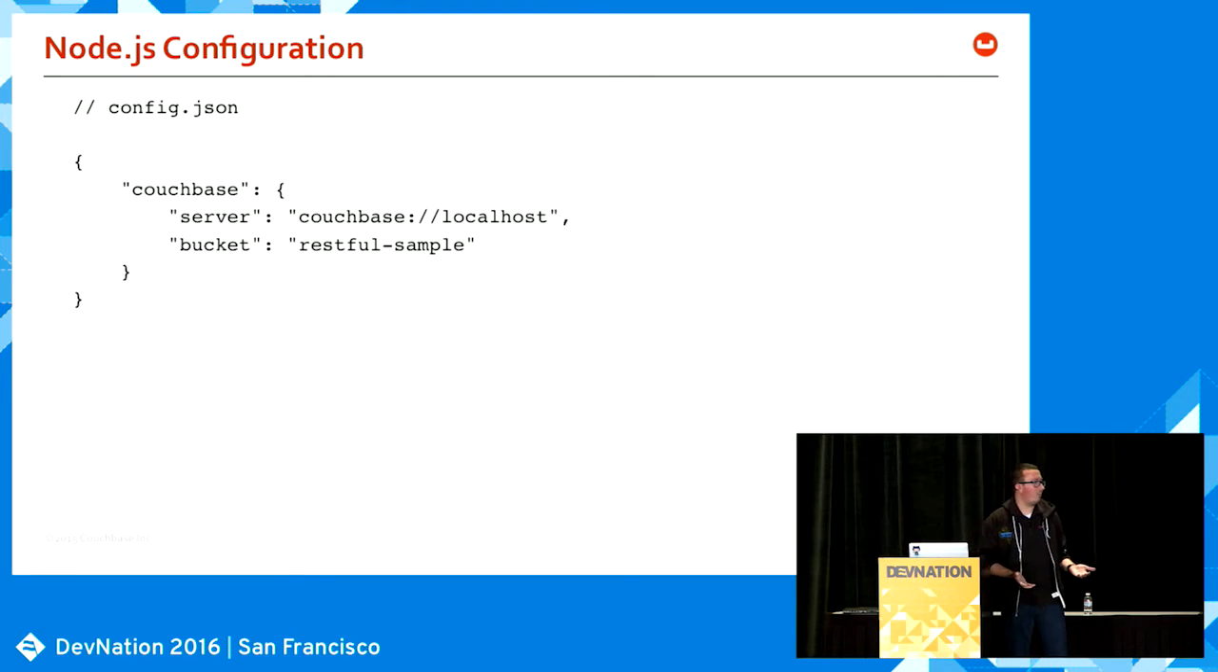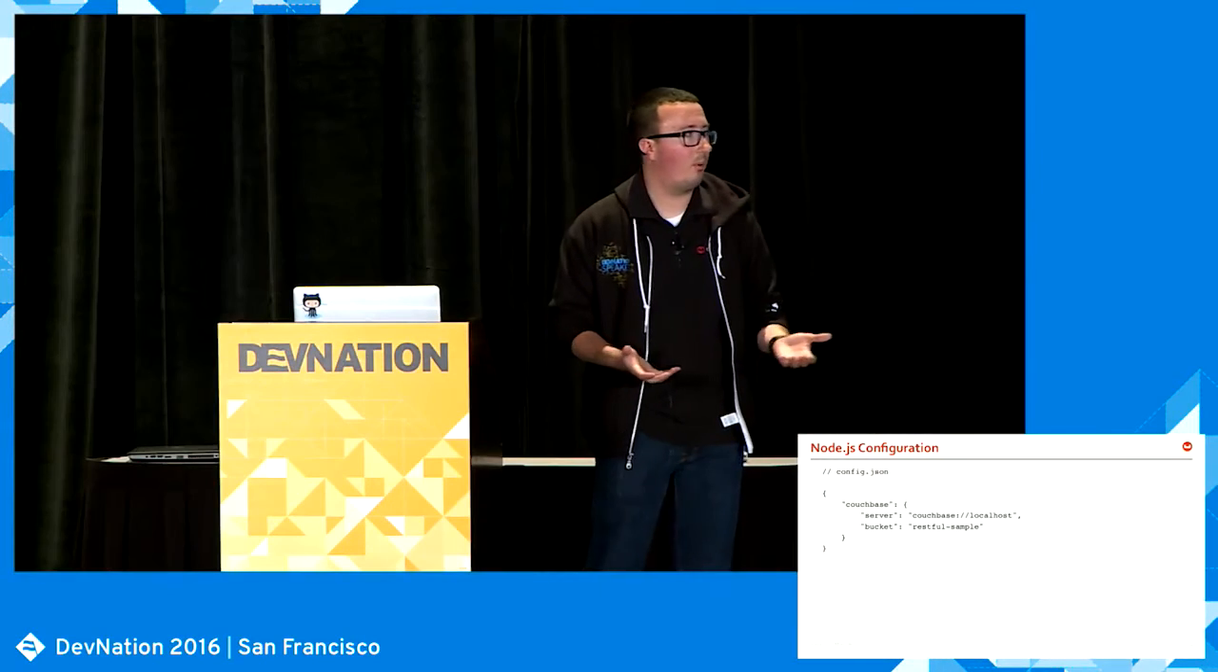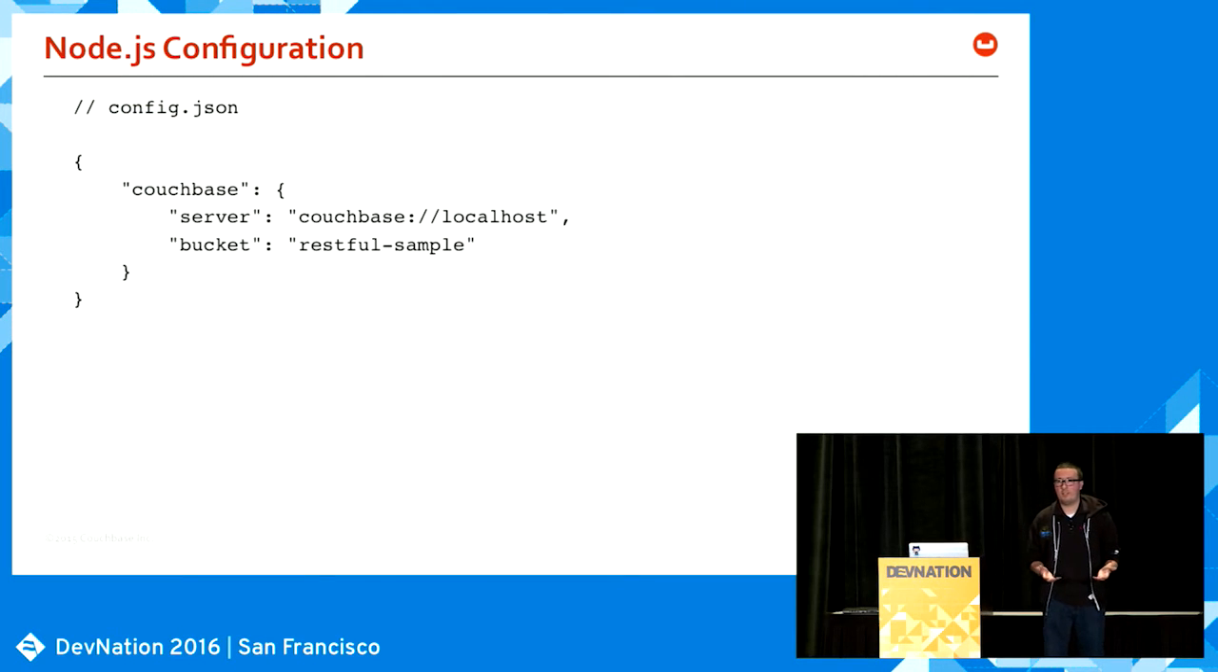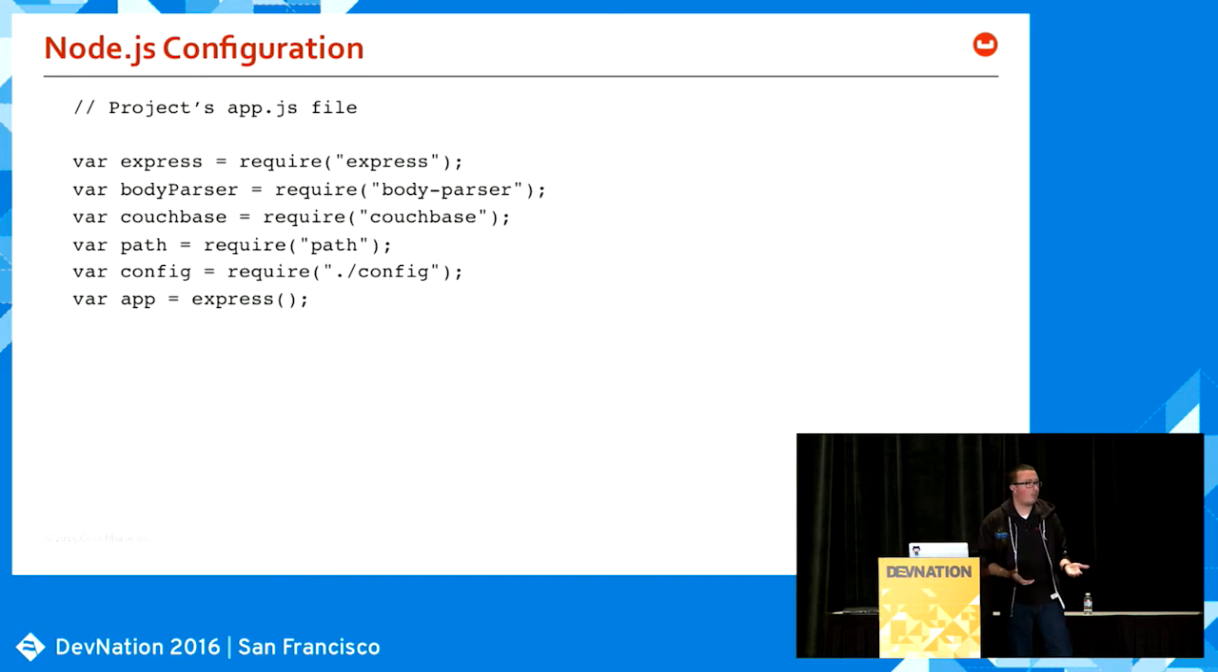Because I like to keep things clean, I pulled out all of my static constants into a config.json file. This will contain my Couchbase information. It contains my locally running server and the bucket that I want to use. Then I would go into my Node.js app.js file. This is the driver to my Node.js application. Let's assume that I've already downloaded these dependencies with npm.